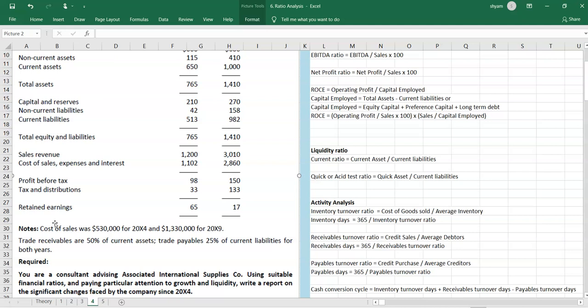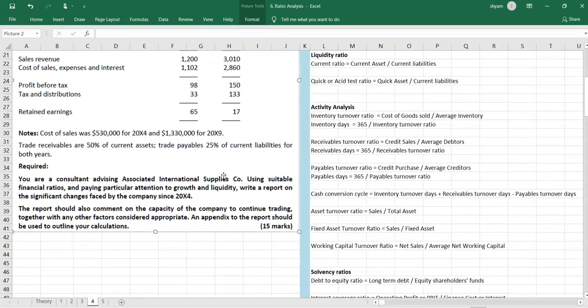And he says the cost of sales for 2004 is this, and for 2009 it is this. So I think we can easily find out the gross profit. Trade receivable seems to be 50% of the current asset, and the trade payables 25% of the current liability. So that is about the numbers that are available.